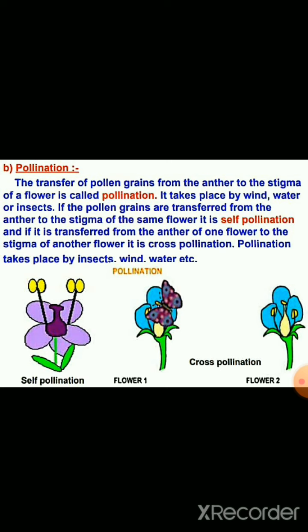If the pollen grains are transferred from the anther to the stigma of the same flower, then it is called self-pollination. And if it is transferred from the anther of one flower to the stigma of another flower, then it is called cross pollination. Pollination takes place by insects, wind, or with the help of water.